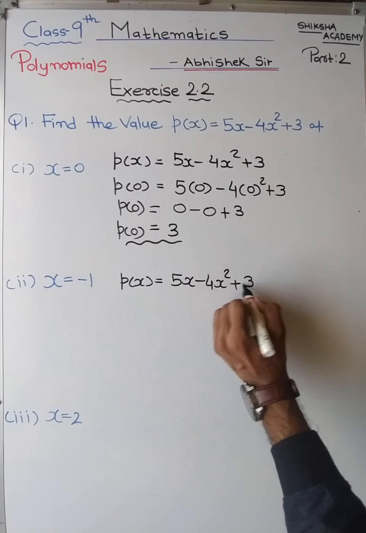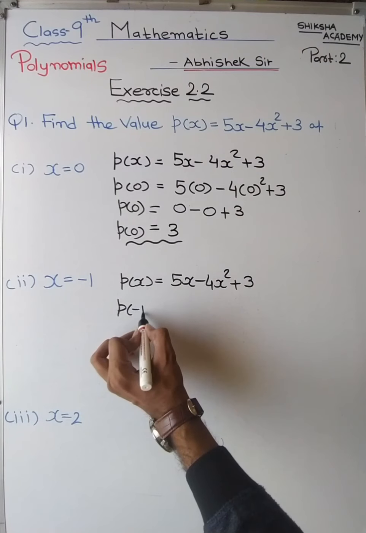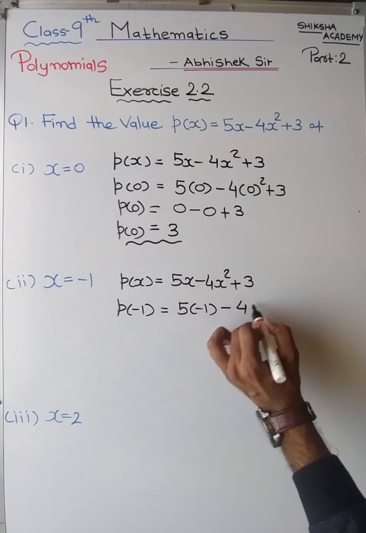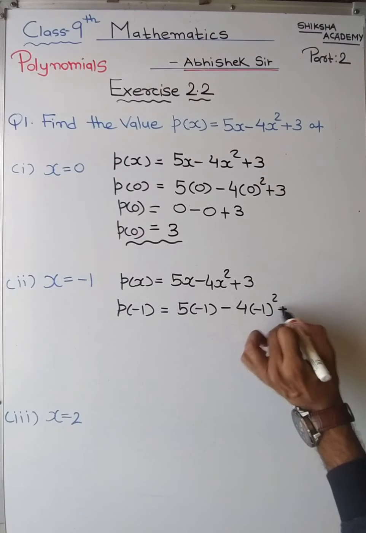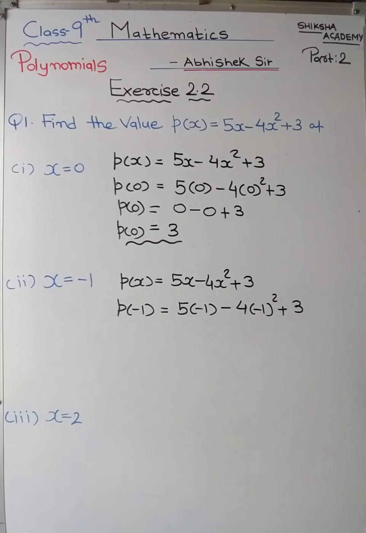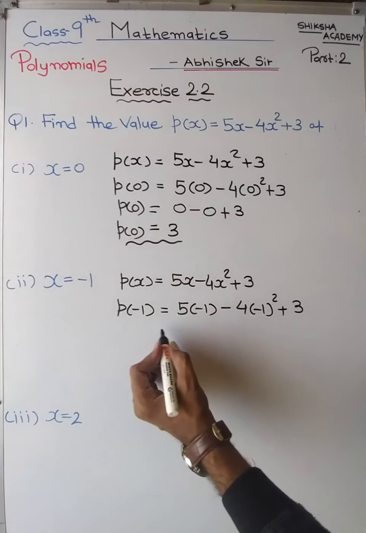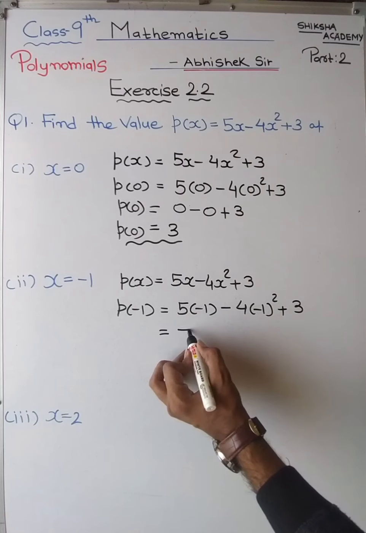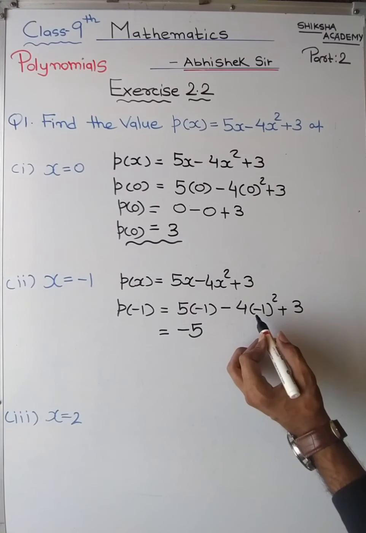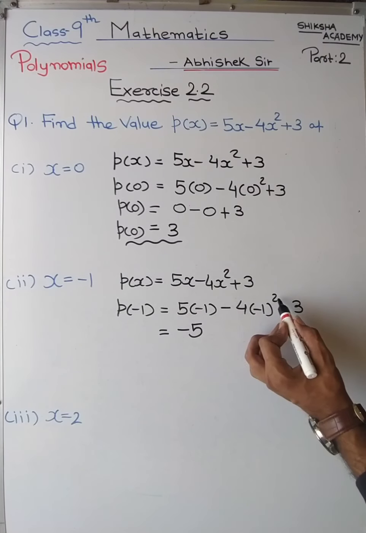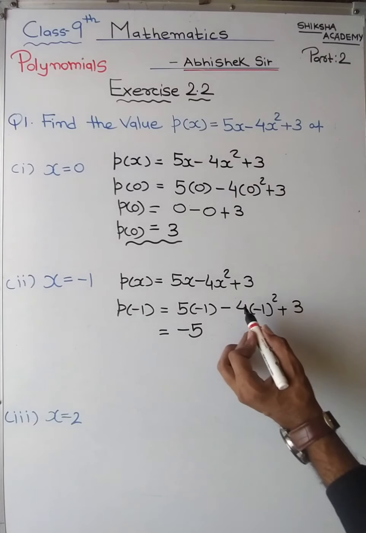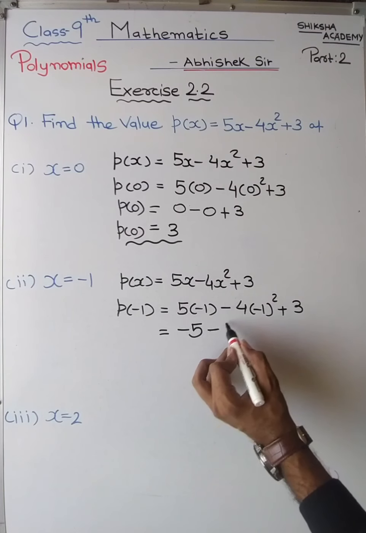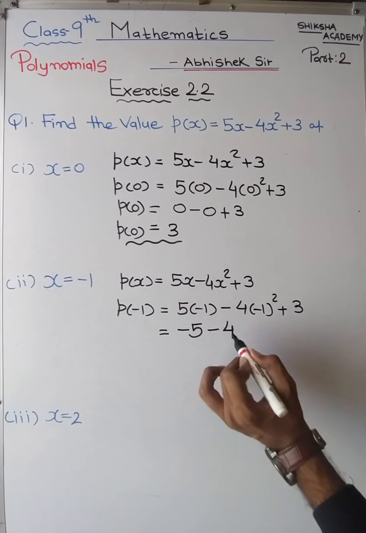Moving on to the next, again we have to write what is p of x, that is 5x minus 4x square plus 3. Putting the value minus 1, it will be 5 into minus 1 minus 4 into minus 1 whole square plus 3. Minus sums are always a little bit twisting because you have to take care of the sign. So 5 into minus 1 is minus 5. Here minus 1 square is plus 1. Okay, so it will be 4 into plus 1. But we have a minus sign over here, so ultimately it will be minus 4.